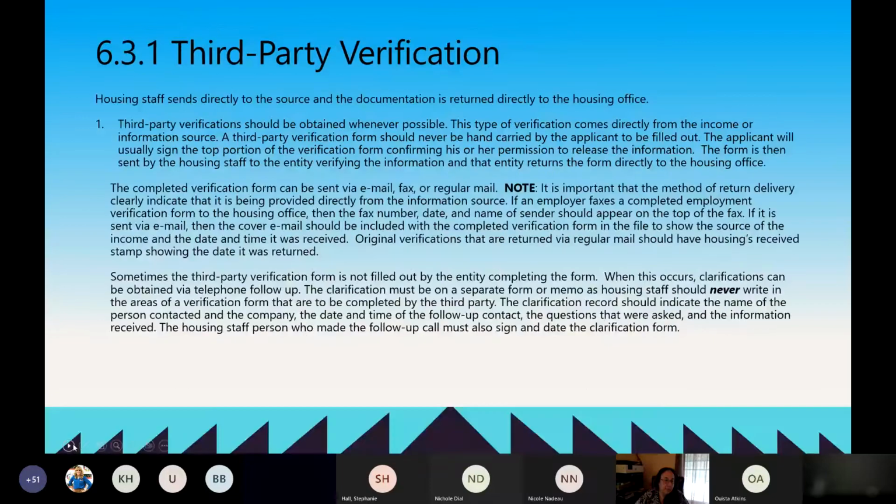Okay, so make sure you're doing this part right. Housing staff sends directly to the source. The documentation is returned directly to the housing office. Should be obtained whenever possible. That's the method you're supposed to try to use.